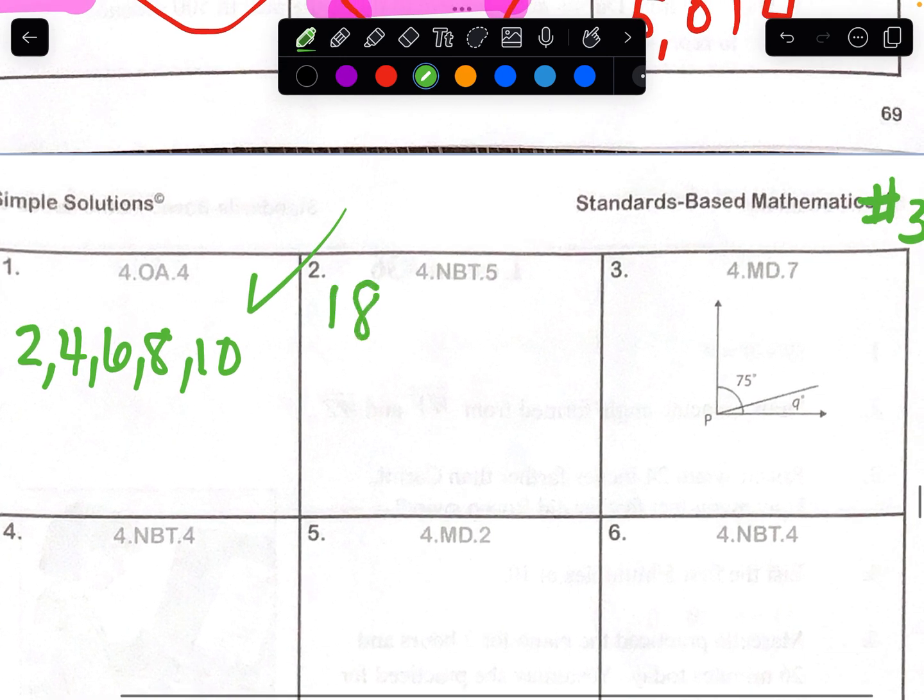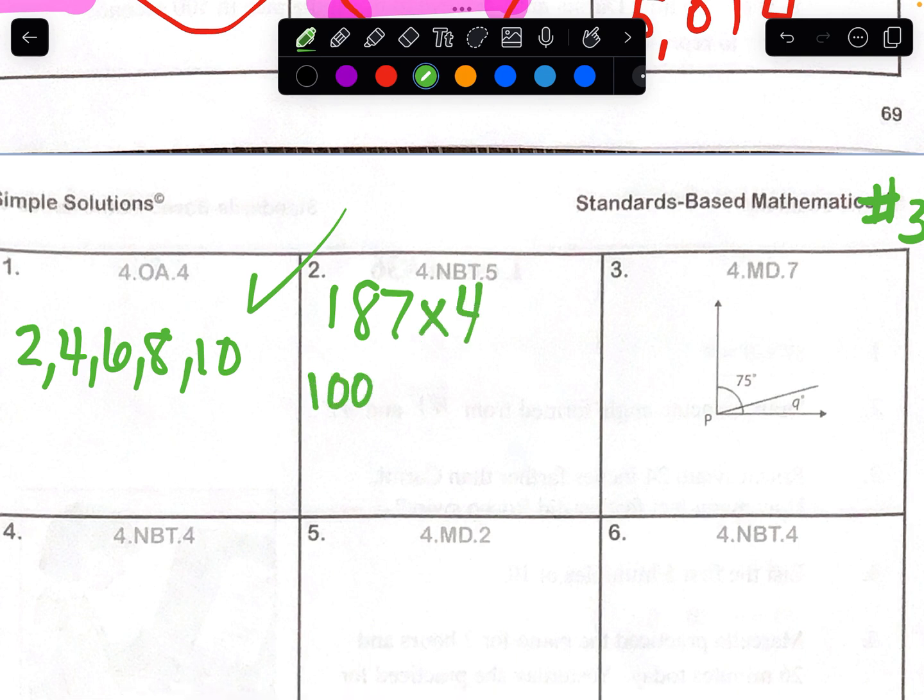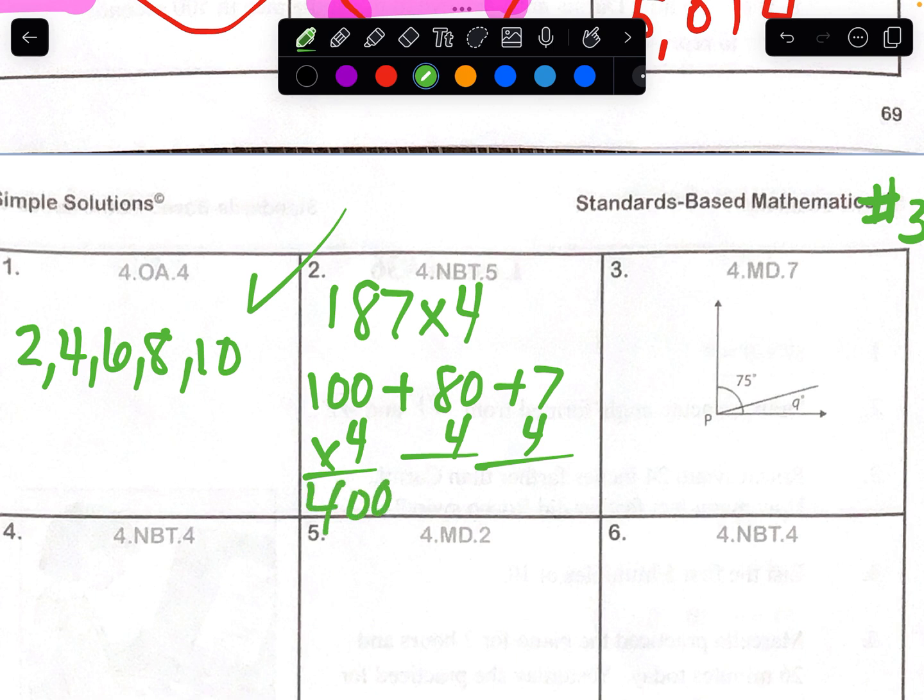All right, number 2 is 187 times 4. You must use the distributive property. So first break down your number and then multiply each one by 4. So it's 400, 320, 28, which would be 8 ones, 4 tens, 7 hundreds. 748 is your product.